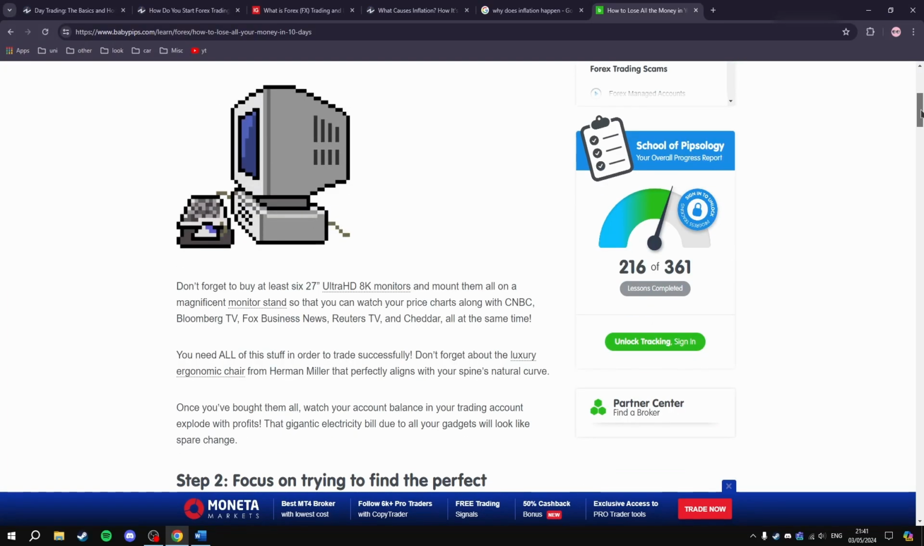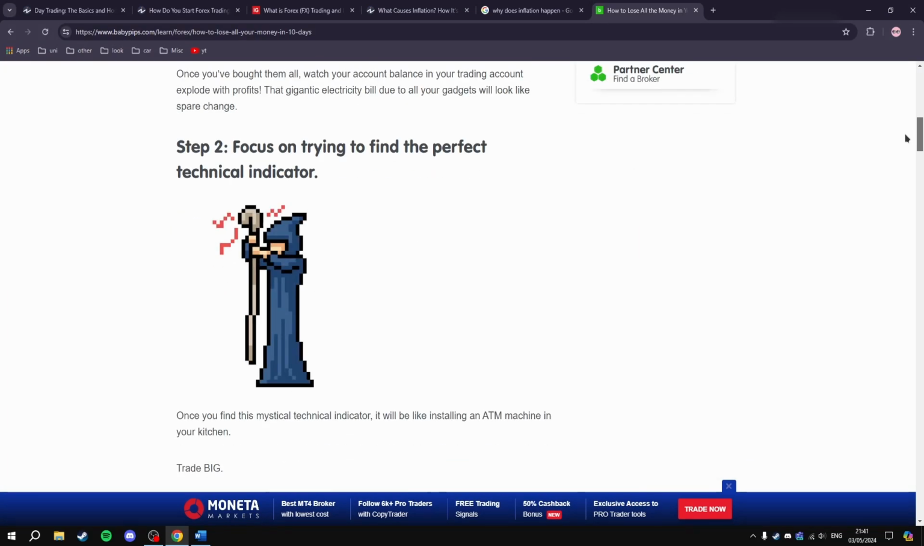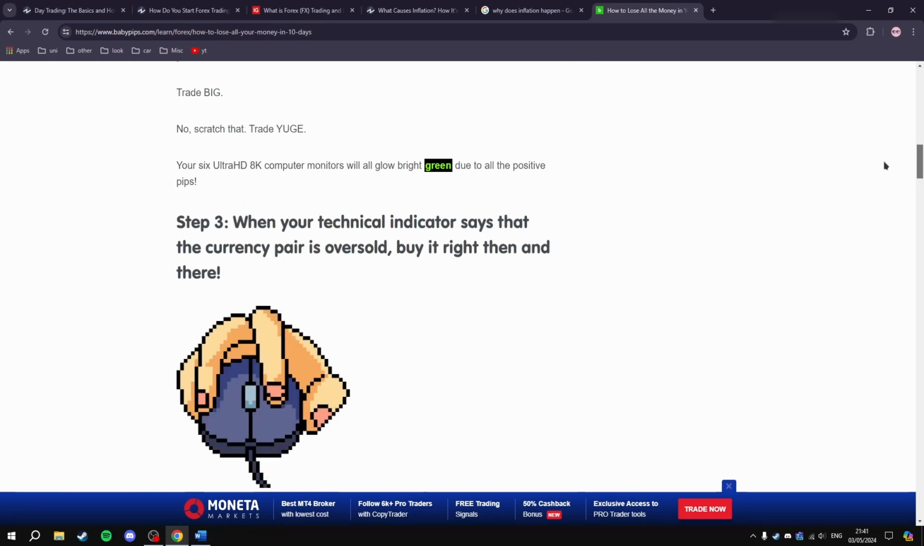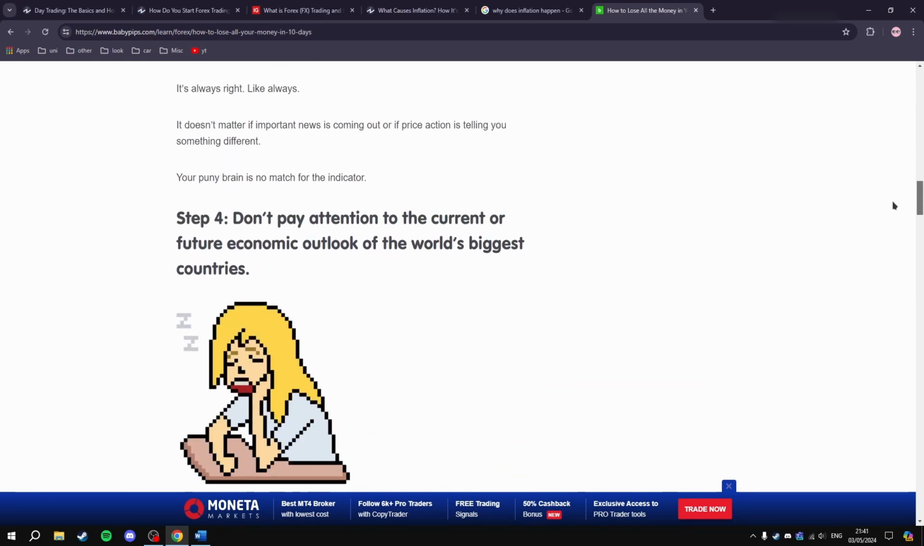So don't buy an expensive computer. Don't focus on trying to find the perfect technical indicator. Don't buy straight away when your technical indicator says that the currency pair is oversold. Pay attention to the current or future economic outlook of the world's biggest countries.